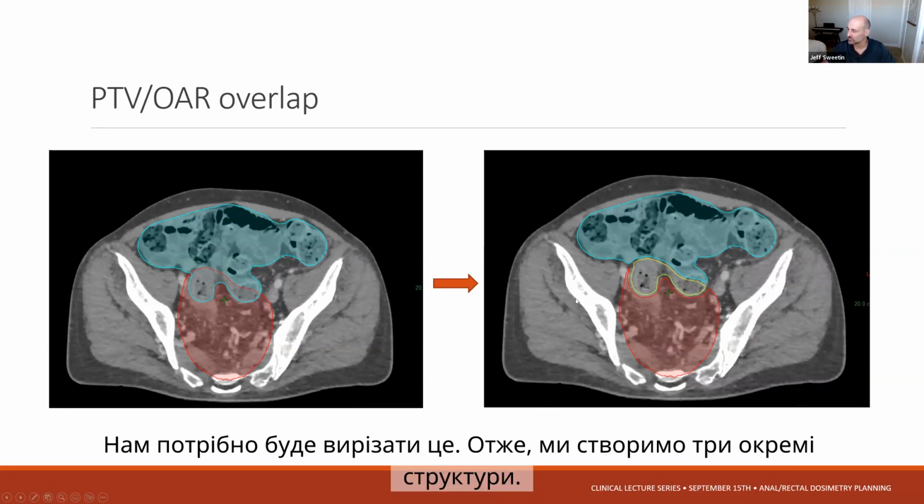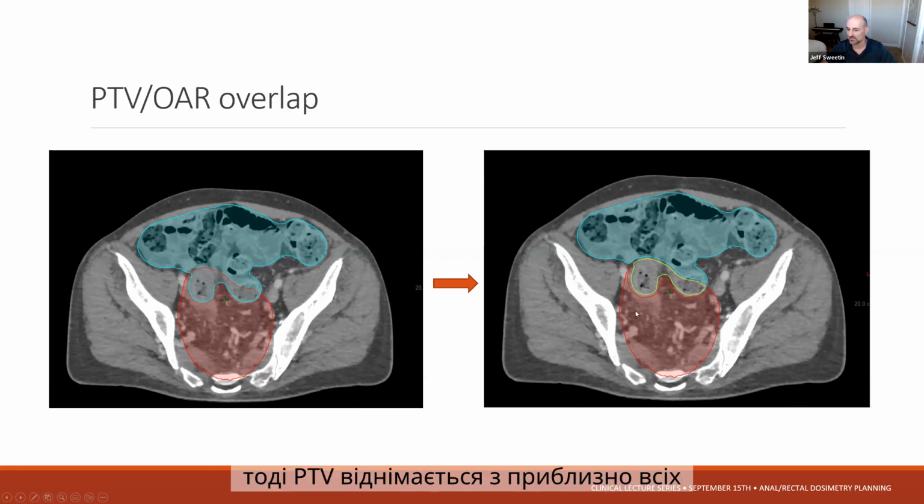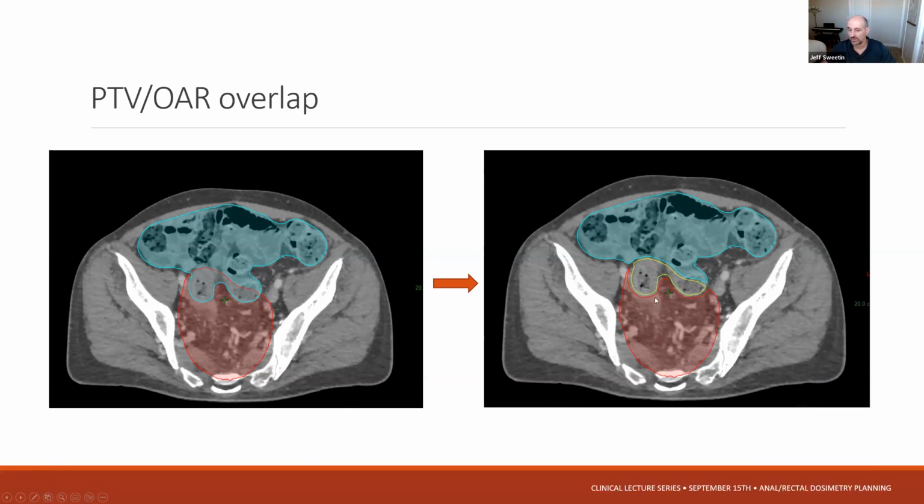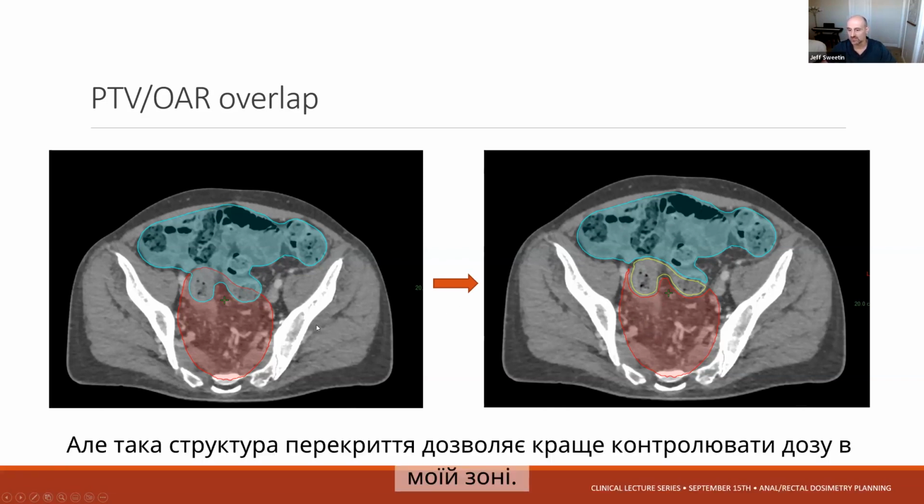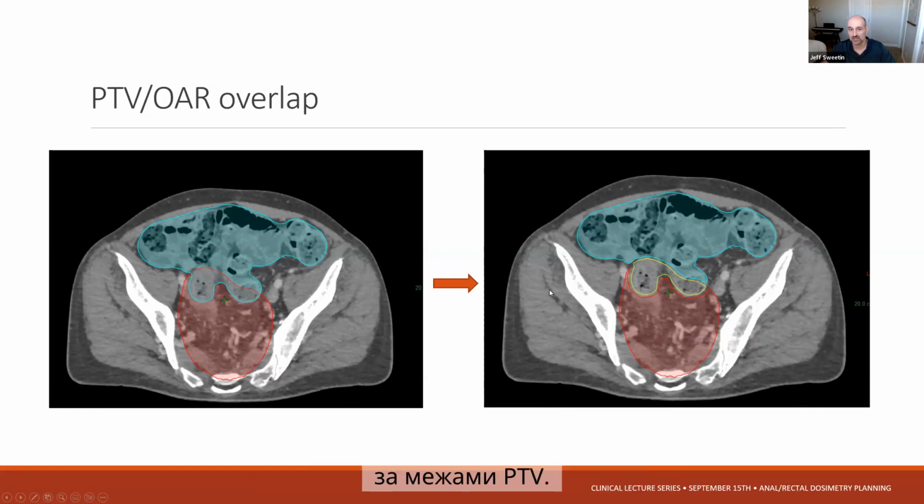So we'll create 3 separate structures. We have the bowel subtracted from the PTV, a separate overlap structure, and then the PTV subtracted from the bowel, all cropped maybe 2 to 3 millimeters away from each other. But this overlap structure then allows for better dose control in the area, so I can meet the bowel constraint, but at the same time not push it as much as the bowel outside of the PTV.